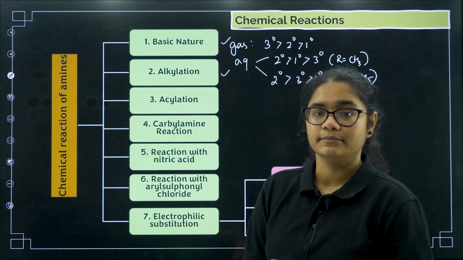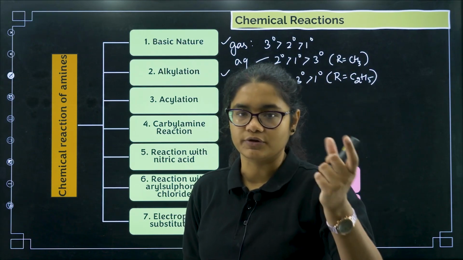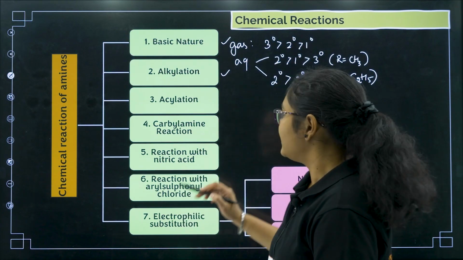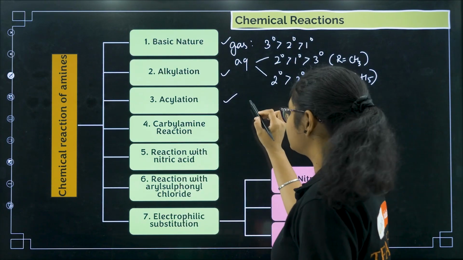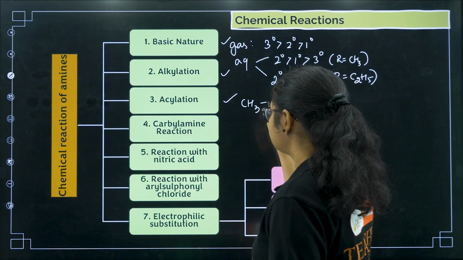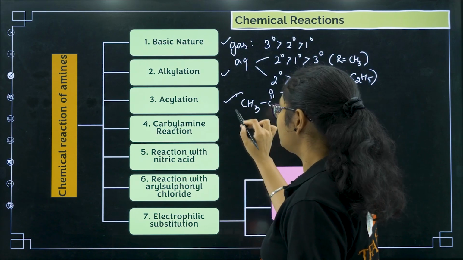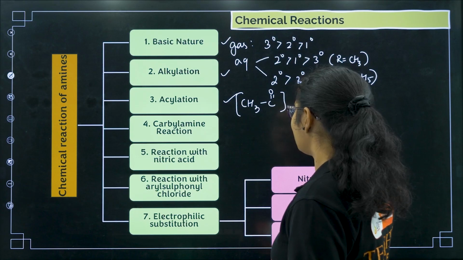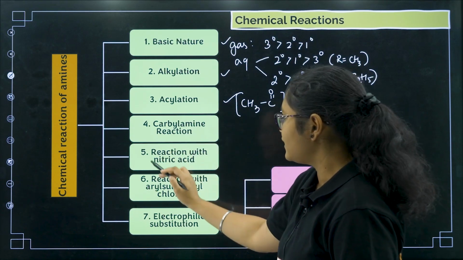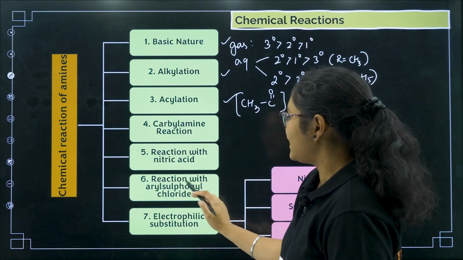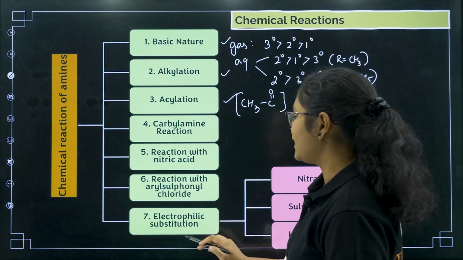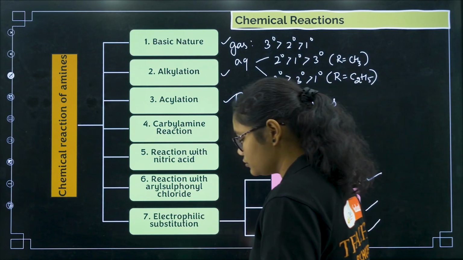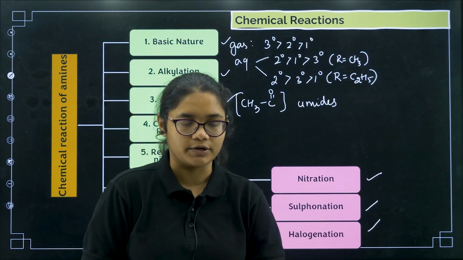What is alkylation? That means you are adding an R group to the amine, that is your ammonolysis. Alkylation will take place. Next is acylation, adding of this group CH3CO. When you add this one, we get amides as product. I'll show you the reactions also. Carbylamine, then reaction with nitrous acid, reaction with arene sulfonyl chloride and electrophilic substitution. Under that we have nitration, sulfonation and halogenation. Okay, halogenation, sorry.